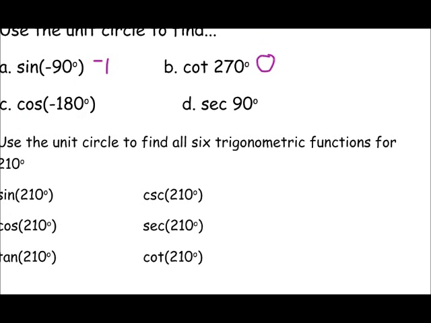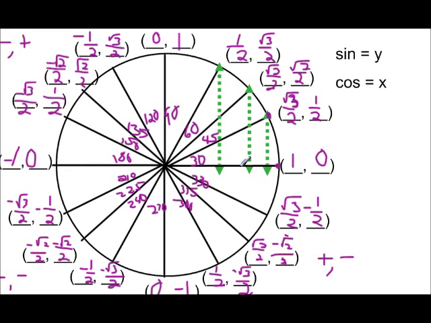Cosine of negative 180 degrees, again, it's negative, so we go backwards. So negative 180 turns out to be the same as positive 180. Cosine is your x value, so that's negative 1.